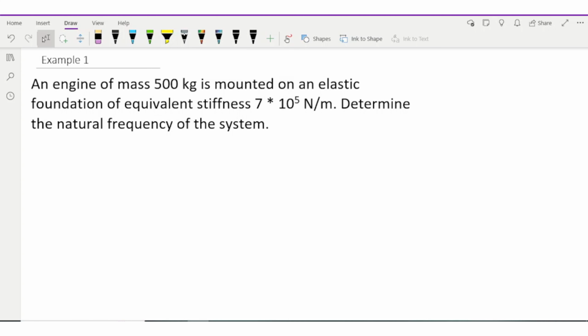An engine of mass 500 kg is mounted on an elastic foundation of equivalent stiffness 10 to the 5 Newton per meter, and we need to determine the natural frequency of the system. So this is a simple example, just determine the natural frequency of the system. How can we solve it? First draw the mathematical model if you want. If you don't want to draw it for this example, it's fine, but generally I draw it so it gives a simple idea of what I'm dealing with.